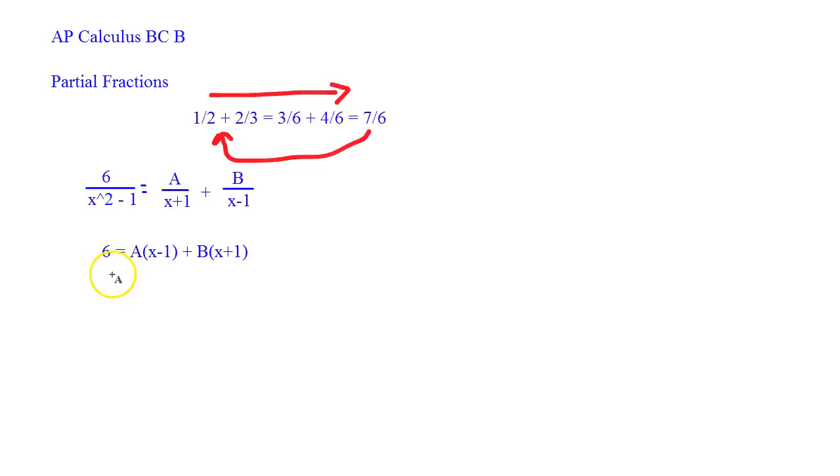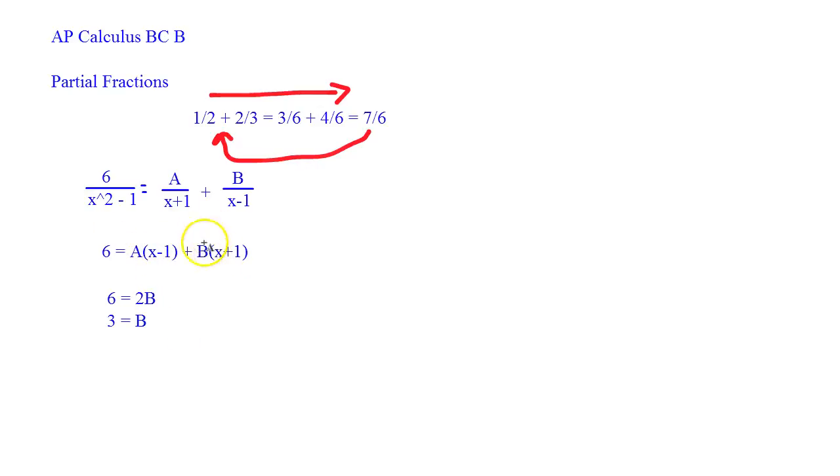Now, the best part about doing this is that you can figure out one possible combination to work with, and that is the number that cancels one of the terms out to 0. So, for example, to find B, I would plug in x equals 1. So 6 would equal 2B, and thus 3 equals B. See how it cancels out this one.